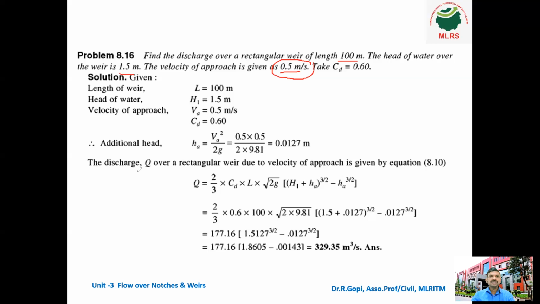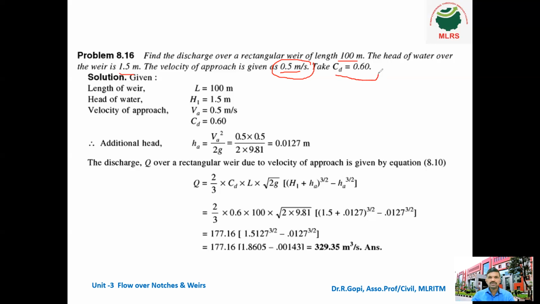Okay, so now the discharge Q over a rectangular weir due to velocity of approach is given by the equation: Q is equal to 2 by 3 CD L root 2G into (H1 plus HA) power 3 by 2 minus HA power 3 by 2. Okay, this is the formula. Now substitute all the values in this formula. So 2 by 3 into CD is 0.6.